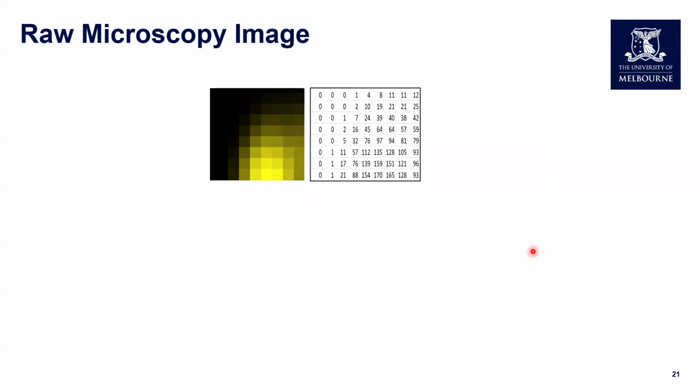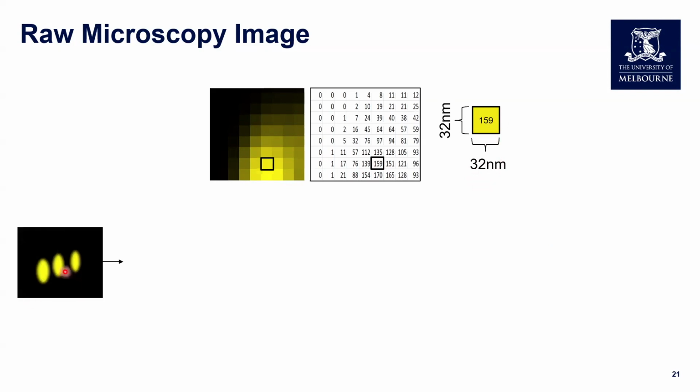So I have mentioned that our microscopy image is a bunch of pixels, and these pixels have their own intensity value as well, as you can see here. For example, this pixel on this image has an intensity value of 159, and its size is 32 nanometers in X and Y. But what does this intensity actually mean? When we convert our analog signal to our digital image, we can also choose how to convert the strength of the signal into intensity values.